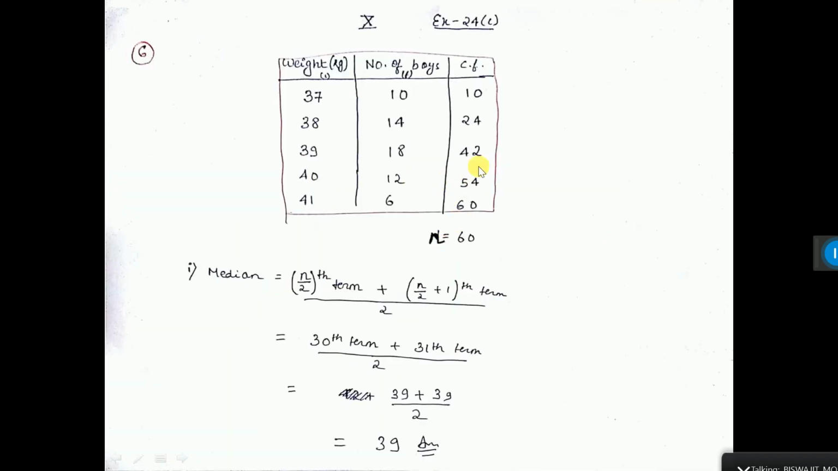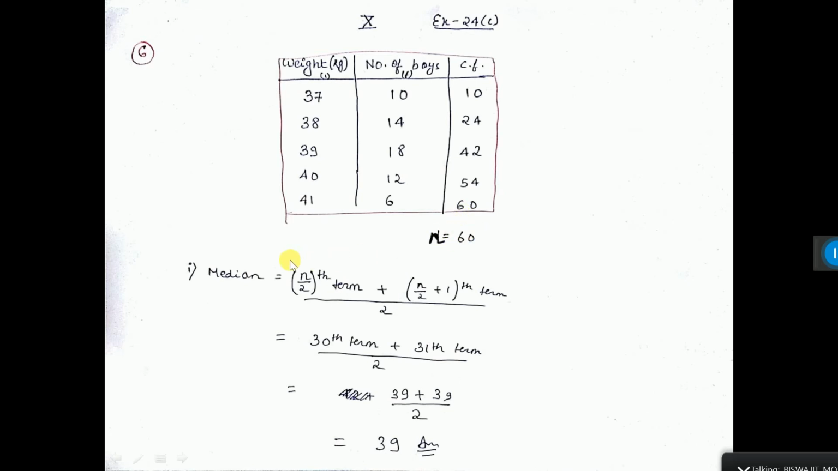Now 6. The same: this column given, this column given, weight given and number of boys given. So you have to find the cumulative frequency. Cumulative frequency, first one 10 as it is. Then diagonally these two add, 24, these two add, 42, these two add, it will be 54, then these two add, it will be 60. That is the total n. Last one is the number, that is n equal to 60.